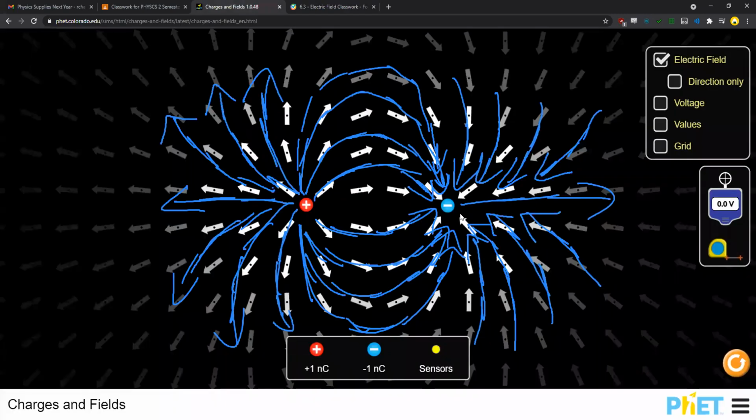Anyway, this is kind of what it would look like, right? You have electric field lines and they're curving towards a negative charge. Any questions, guys? Please let me know.